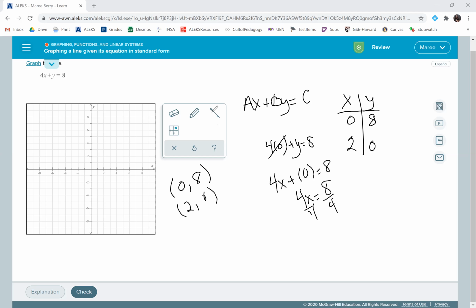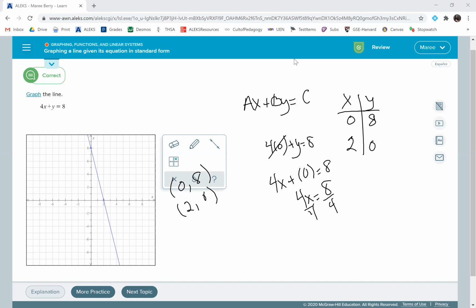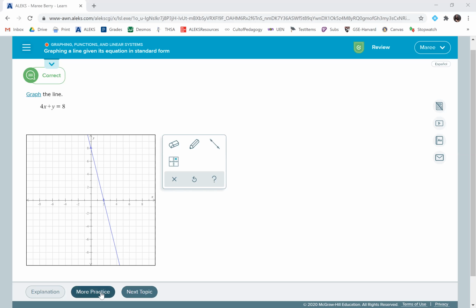And I can do that by clicking on the line, going to 0 for x and up to 8 for y, and then I go to 2 on x, 0 for y. So this is considered the y-intercept. The 0, 8 goes on the y-axis, you go to 8. And the x-intercept is 2, 0, so you go to the x-axis and go to 2. And then the line is now graphed.